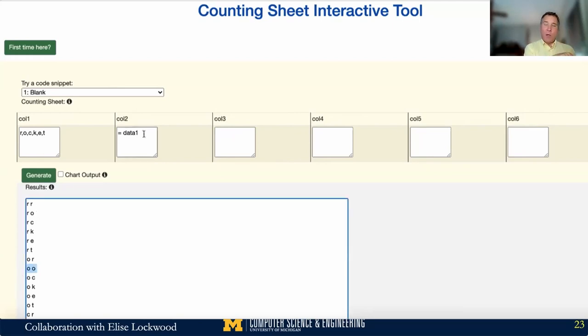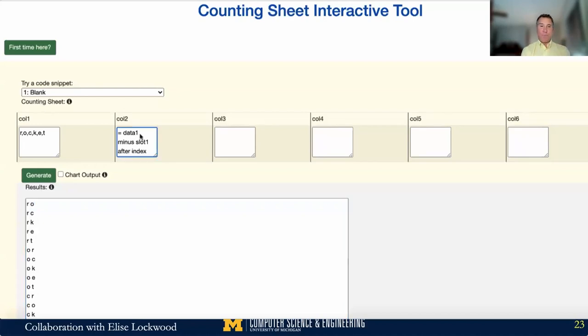What if I don't want duplications? I don't want RR and OO to occur. I can say I want column two to be all the data from column one minus whatever was picked for that first item, for that first slot. Now, what if I don't want both RO and OR? I want the order to not be important. Well, then I could say only select things in the second column that come after the item that was from the first column, after index one.